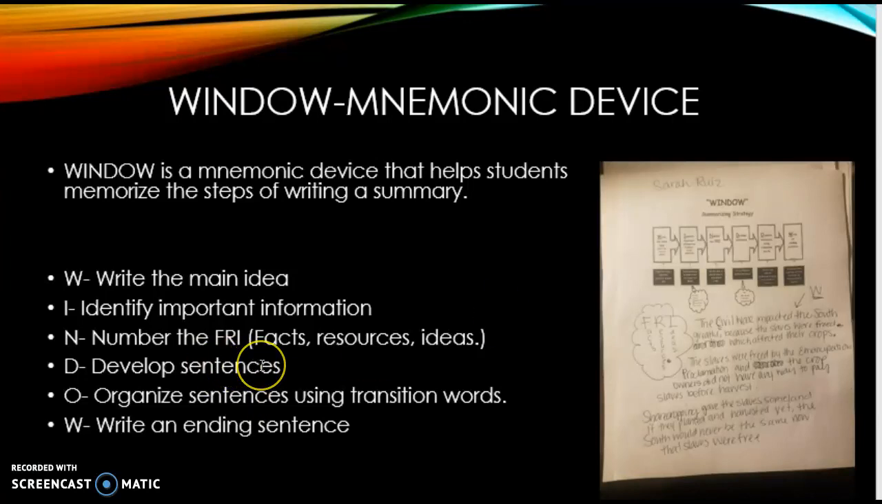D, develop sentences. For develop sentences, you're going to develop the sentences that you want to use based off of the FRI that you had. O, organize sentences using transition words. And then W is write an ending sentence. So my ending sentence was, sharecropping gave the slaves some land if they planted and harvested, yet the South would never be the same now that the slaves were free.